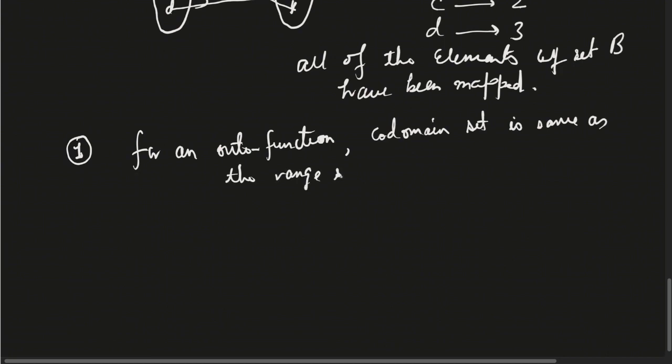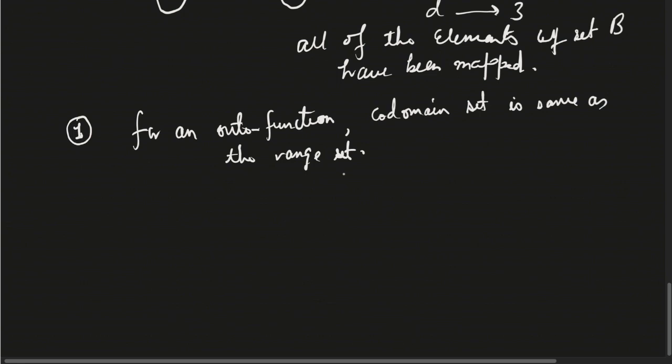So if you have to prove that some function is an onto function, then you will show that the codomain set is the same as the range set. Generally, the range is a subset of codomain, but here the range and codomain sets are the same. So to prove a function is onto, you have to show that the codomain set and range set are the same.